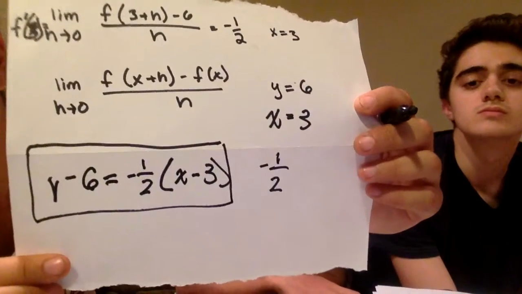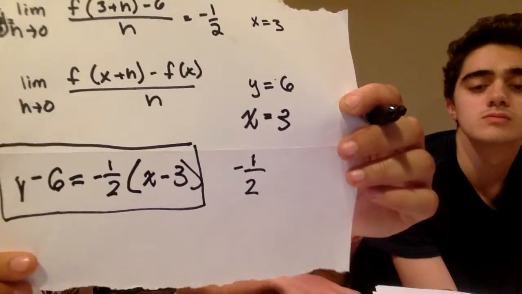So now all we have to do is plug that into the equation we have, and we will have the equation of the line. So the equation is y minus the y coordinate. So it's y minus 6 equals the slope, negative 1/2, and then in parentheses, it's x minus the x coordinate. So it's x minus 3. And I'll box this. So this is what the final equation will look like. That's the equation of the tangent line.